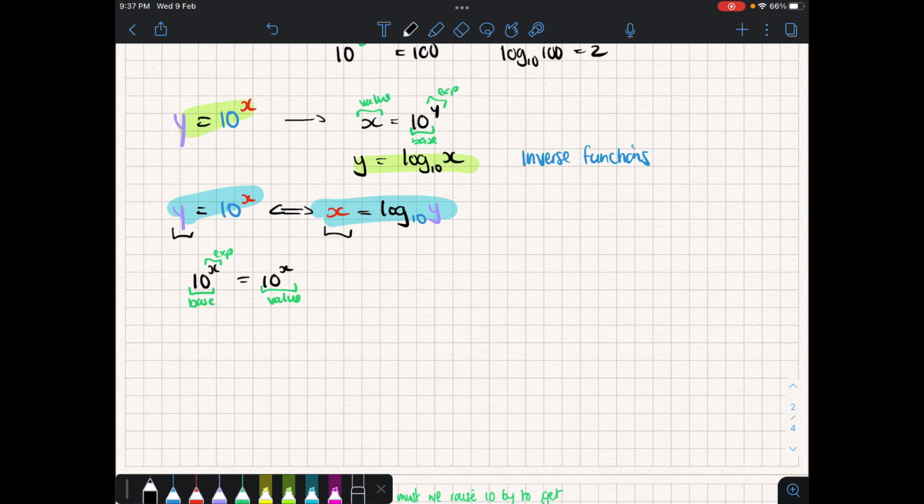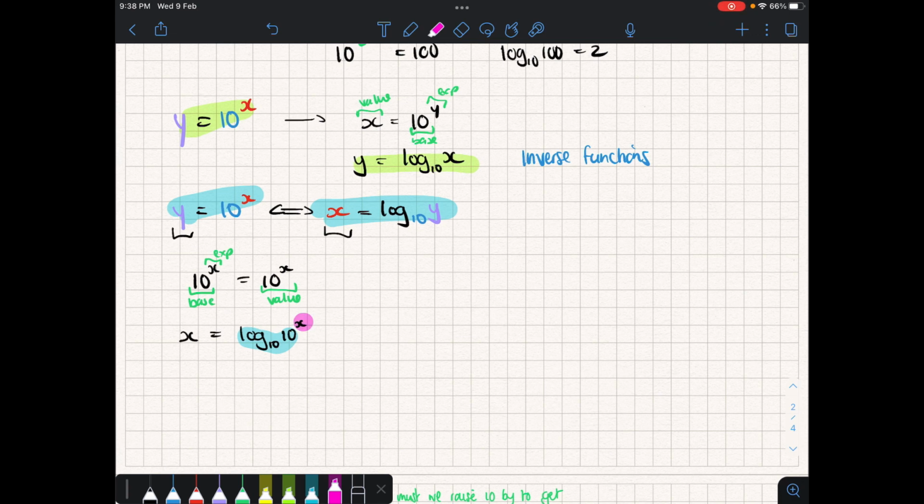So let's change that into log. What we do is we make the exponent the subject of the formula, and we write it as a log, and we keep the same base, and then we write the value next to that. And here we've come up with one of the most simple log identities. If you have a log to some base and the value is the same as the base, it can be simplified into the exponent.